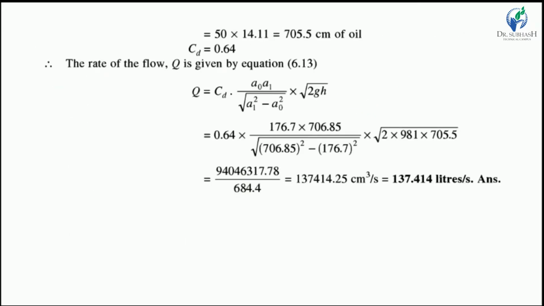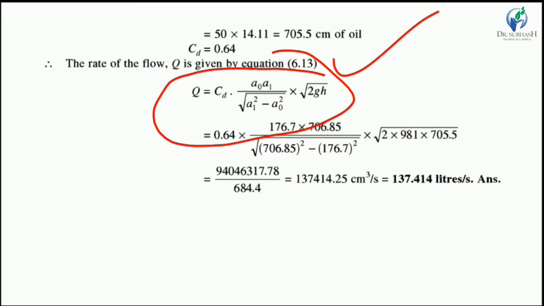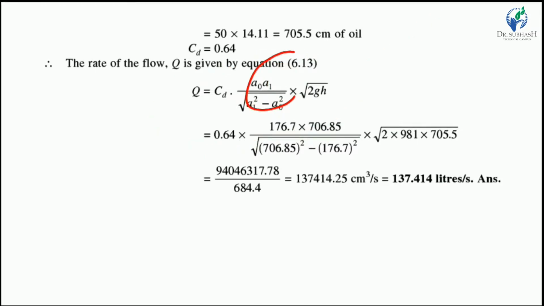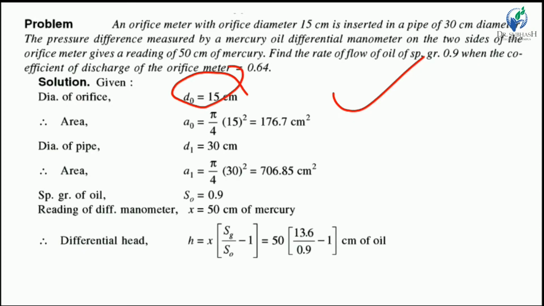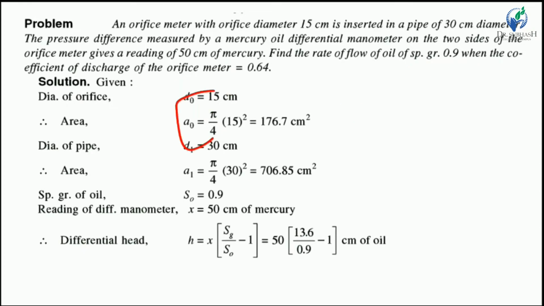So we have to find the discharge through the orifice meter. So we have to use the equation of discharge for an orifice meter. First of all, we have to find the cross section area at the orifice meter, A1, the cross section area at the pipe, and we have to find the value of H. H is the pressure head difference. So first of all, we have the diameter of our orifice meter, so we first find the area of the orifice meter. Then we have the diameter of the pipe, so we find the cross section area of the pipe.